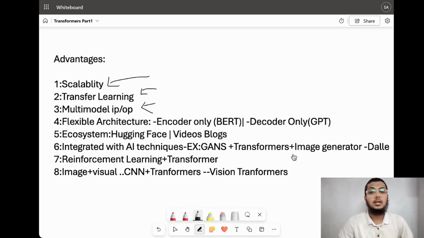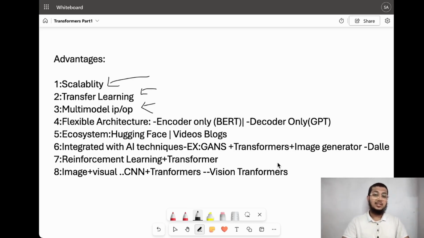There is a very good library called Hugging Face, using which you can quickly download and fine-tune a transformer for transfer learning. Apart from this, you will also find a lot of videos and blogs, right? Because a lot of people are reading about transformers, a lot of people are also creating content on it. So in today's date, if anyone wants to learn transformers, you will get plenty of good resources.